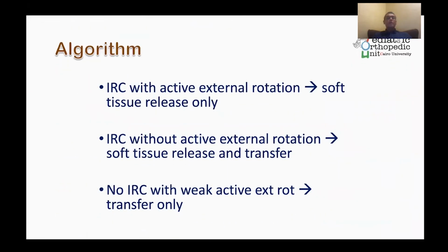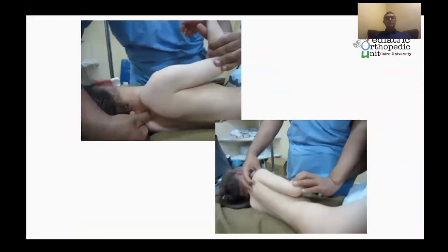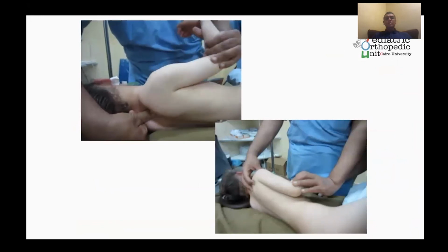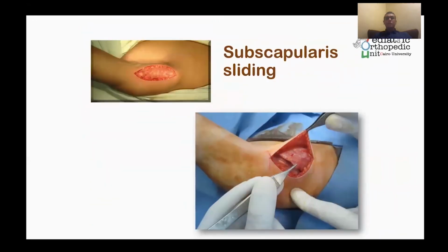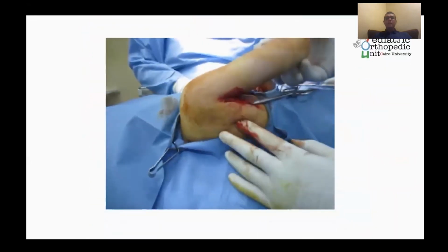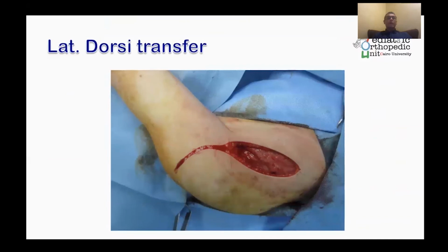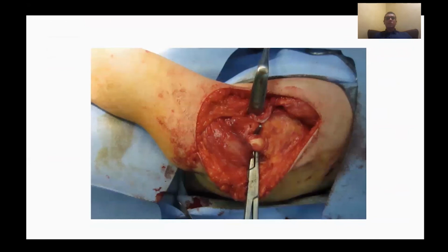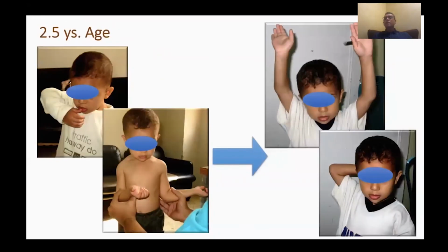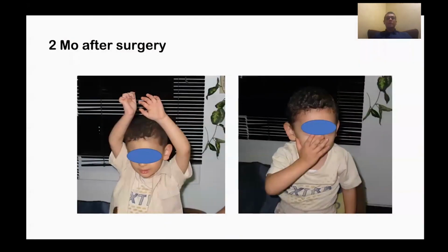We prefer doing subscapularis sliding, but once we do subscapularis sliding, then we have passive external rotation without scapular elevation. Latissimus transfer is done when there is weak active external rotation of the shoulder, and it is transferred to the rotator cuff. This is an example of patients treated with tendon transfer and subscapularis sliding.